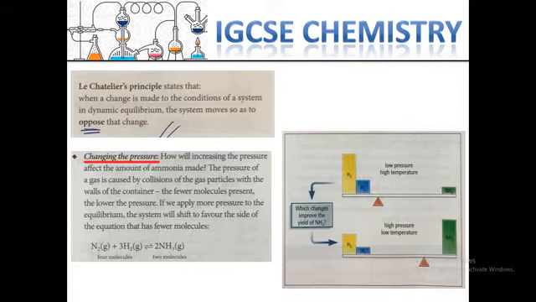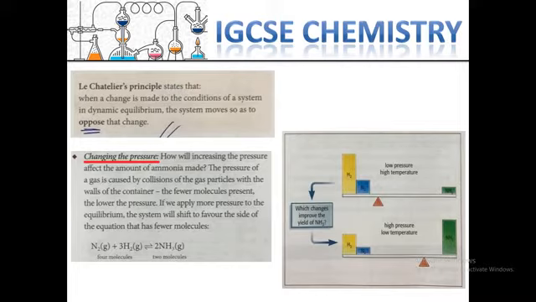So there is one principle which is called Le Chatelier's principle. It states that when a change is made to the condition of a system in dynamic equilibrium, the system moves so as to oppose that change. So if we change the condition, actually simply if we fight with the condition, then we can get the product. As I said, we can change pressure and temperature.